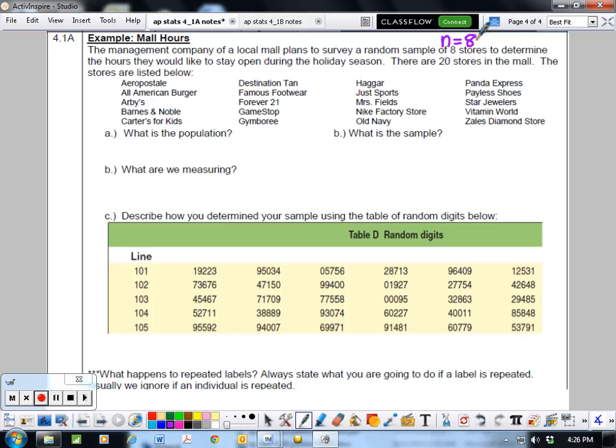What is the population? And so our population is, what is our entire group? What's that entire list? All the stores in the mall. All 20 stores in the mall. Now, what is our sample going to be? 8 randomly selected stores.